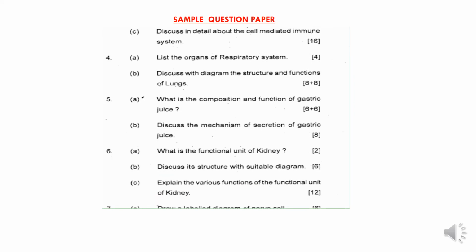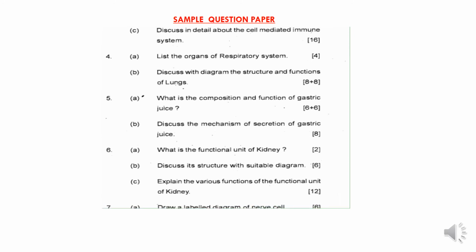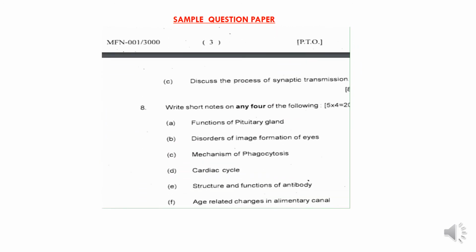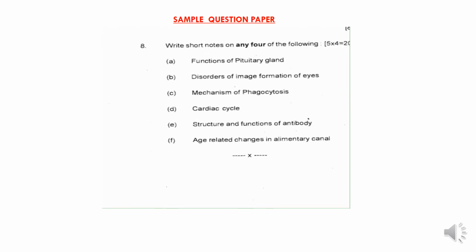All right. So let's see. Fourth one is from the respiratory system. Fifth one is from the gastric digestive system. Sixth one is from the kidney system, and then you have seventh. Seventh is from the nervous system, and then you have these four. So it is also very easy because you get the option of 6 questions, and out of 6 you just have to attempt 4.